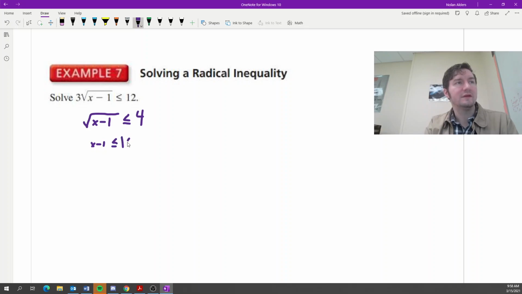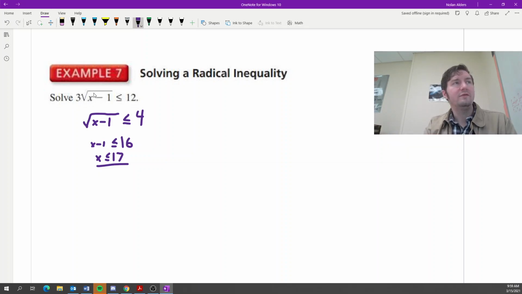4 squared is 16. Add 1. And there you go. Now, there's one other thing we have to look at. So x has to be less than or equal to 17. This is what we're seeing here. But we also have to analyze this radical because we know that we can't have negative numbers underneath the radical.